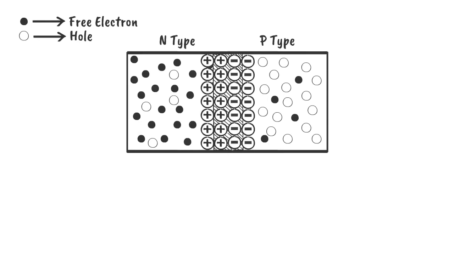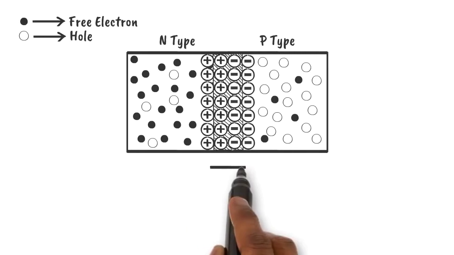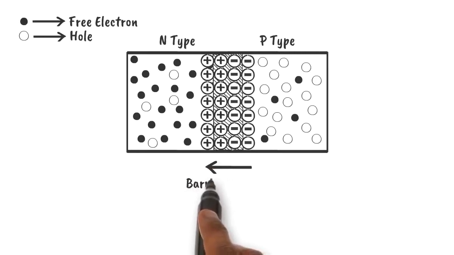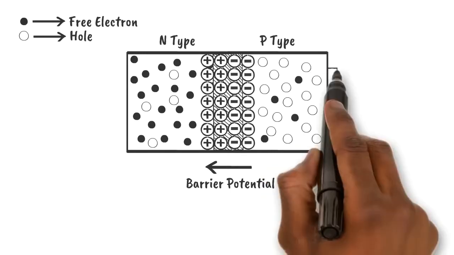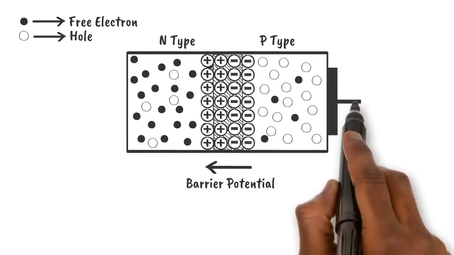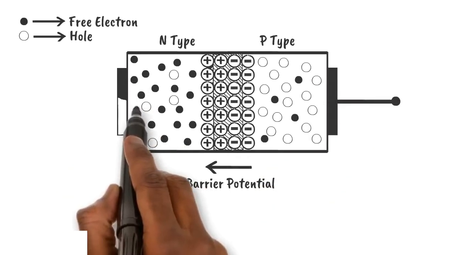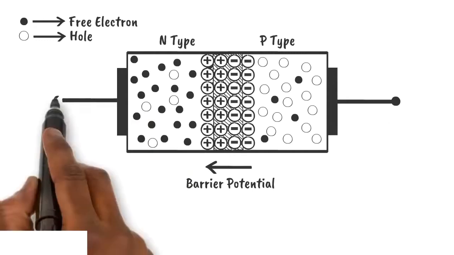Due to the presence of these positive and negative ions, a static electric field called the barrier potential is created across the junction. It is called the barrier potential because it acts as a barrier and opposes the further migration of holes and electrons across the junction. Now, we connect leads to the ends of each material. We made the basic p-n junction diode.